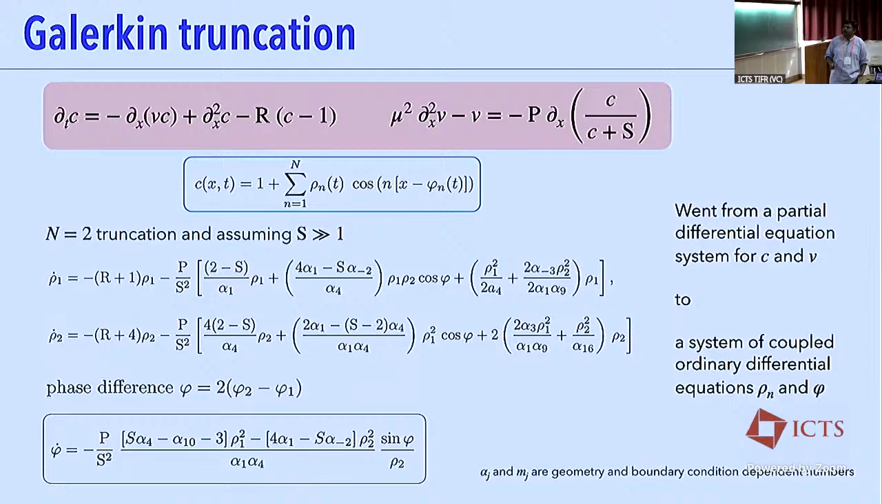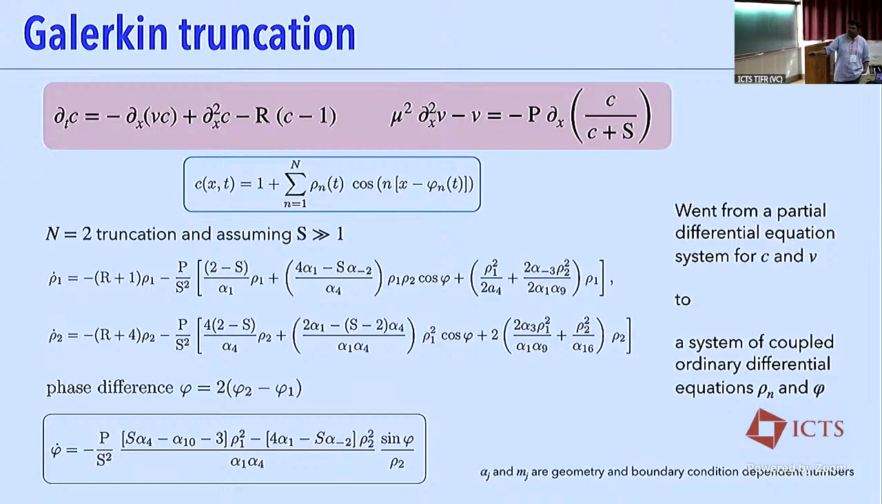Okay. So there's a bit of algebra. If you take this system and let's say you truncate this, that is, I do a Galerkin truncation, I assume that there are only two modes which are important. I take that expansion involving two modes, I plug them back in, do a bit of algebra, do all the integrals. And at the end of the day, I can show you that there are equations for the amplitudes, ρ1 and ρ2, which are like that, and the phase difference 2φ1 minus 2φ2, which is like that. So what we did by doing this is went from a partial differential equation system for C and B to a system of coupled ordinary differential equations for the amplitudes ρn and the phase φ.